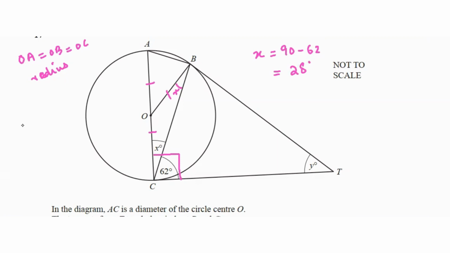Now for Y, the tangent is the same and is touching the same point. If this is 28, this is also 28, which means this would also be 62 because once again, the tangent makes a 90-degree angle with the radius. So what we can say is that BCT is a triangle and we can do Y equals 180 minus 62 minus 62 because we're looking at triangle BCT. So 180 minus 124 is 56. That is your value of Y.